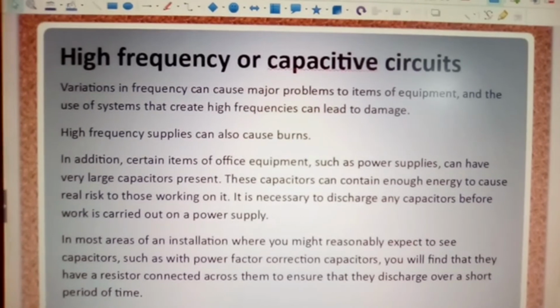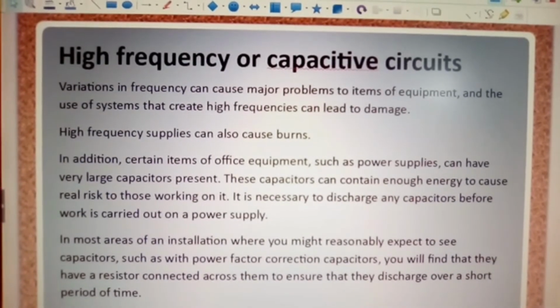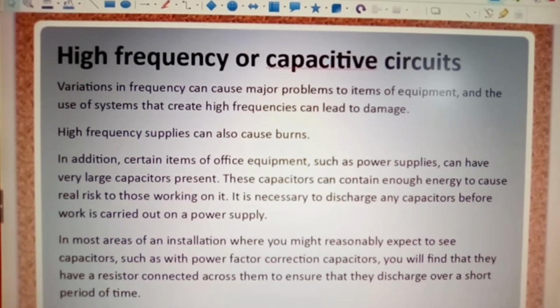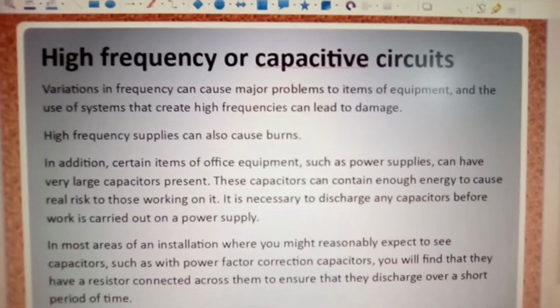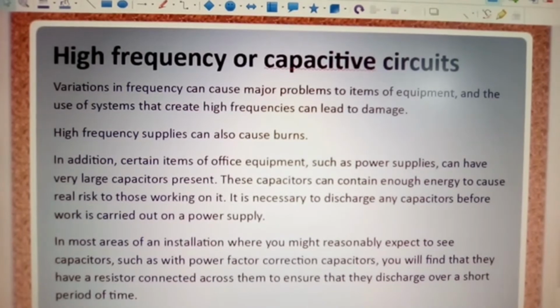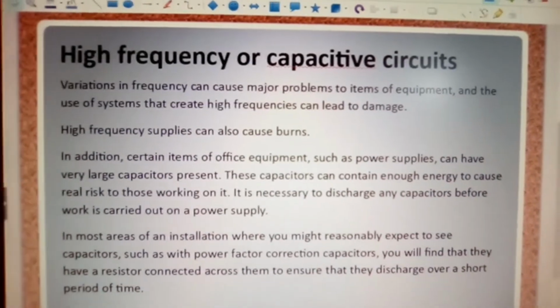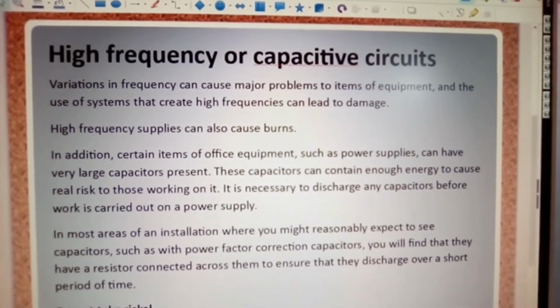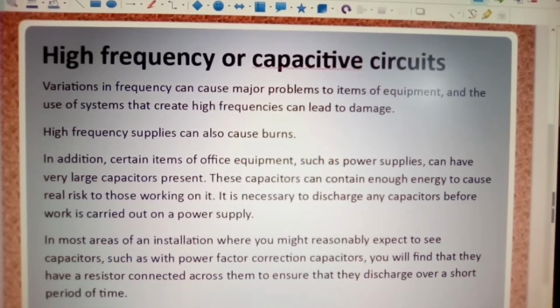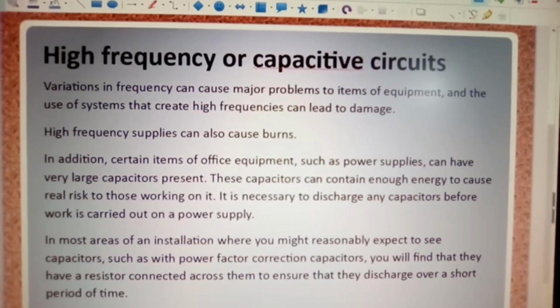High frequency or capacitive circuits. Variation in frequency can cause major problems to items of equipment, and the use of systems that create high frequencies can lead to damage. High frequency supplies can also cause burns. In addition, certain items of office equipment such as power supplies can have very large capacitors present. So it is important that you keep this in mind in any work that you undertake in regards to high frequency. Look at what the regulation stipulates in regard to ensuring safety at all times.